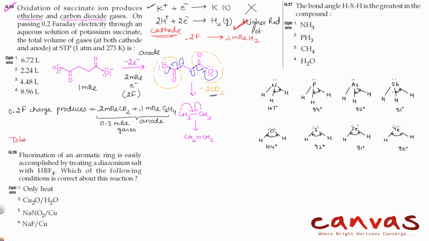So total moles of gases produced at cathode plus anode is equal to 0.4 mole. And since we have been given STP conditions, 1 mole of an ideal gas at STP occupies 22.4 liters. So volume occupied is 0.4 into 22.4 liters, that is 8.96 liters. So the answer should be fourth option.